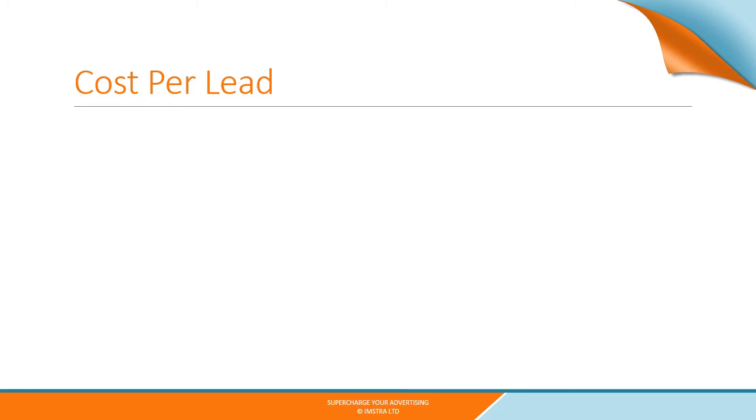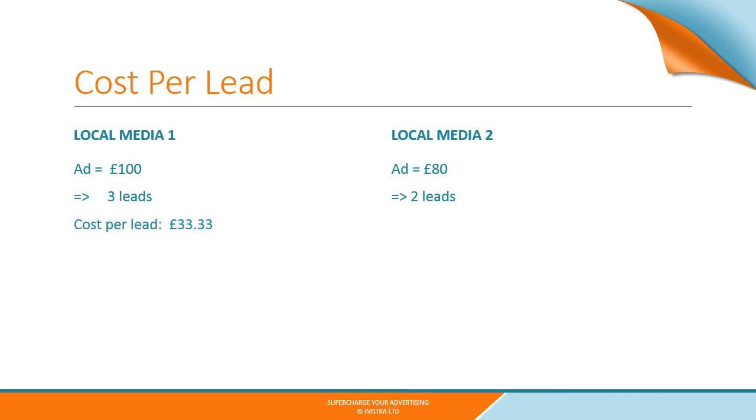To keep it simple, we'll take the example of 2 local publications, Local Media 1 and Local Media 2. In Local Media 1, the ad costs £100. In Local Media 2, it costs £80. But the ad placed in Local Media 1 yields 3 leads per month on average. The ad placed in Local Media 2 yields 2 leads per month on average. So the cost per lead for Local Media 1 is £33.33 per lead, cheaper than the £40 cost per lead from Local Media 2. So we've gone from the cheaper ad in Local Media 2 looking more cost effective to the ad in Local Media 1 looking more attractive.